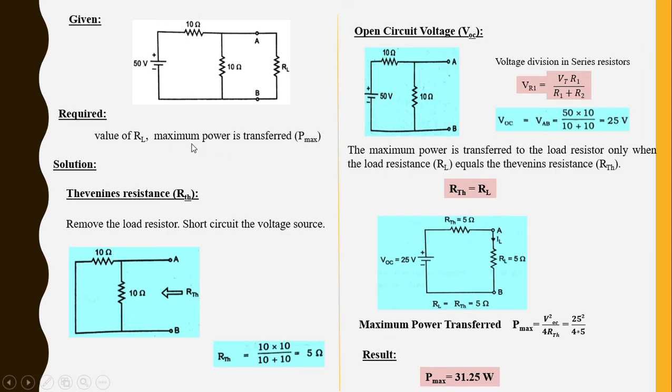Dear students, to find the maximum power transferred, we have to understand the steps. First one is to find the Thevenin's resistance. Next one to find the open circuit voltage. Then apply all these values in Thevenin's equivalent circuit. After that, get the formula for maximum power transferred. That gives the answer 31.25 watts.